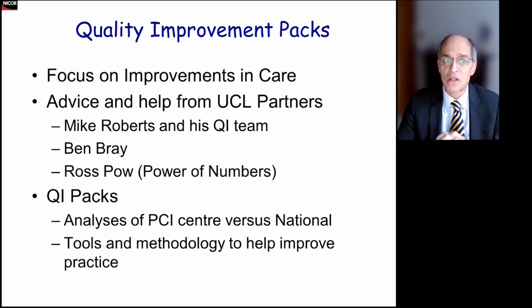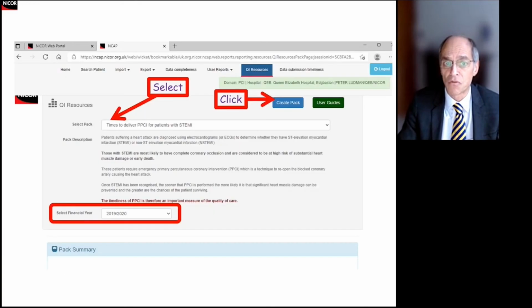Now, the idea of this is that it is a focus on how you improve the quality of care you give, not just measure it. And we took a lot of advice from incredibly helpful and well-informed colleagues at UCL Partners, so Mike Roberts and his quality improvement team, Ben Bray and Ross Power, part of Power of Numbers. And they've helped us create quality improvement packs, which do two things. They show you how your centre is performing relative to the national, as you've seen before, but also provides you tools and methodology to try and help you as a team improve.